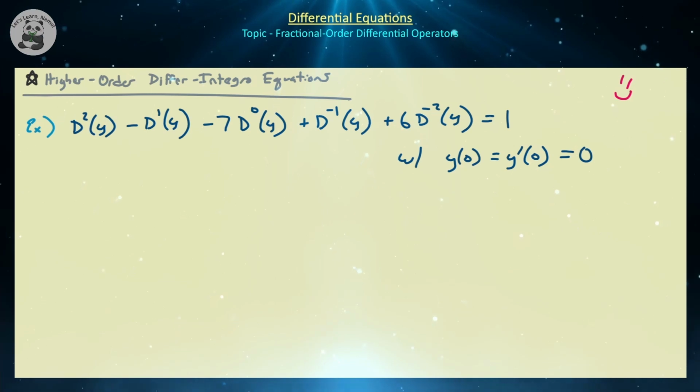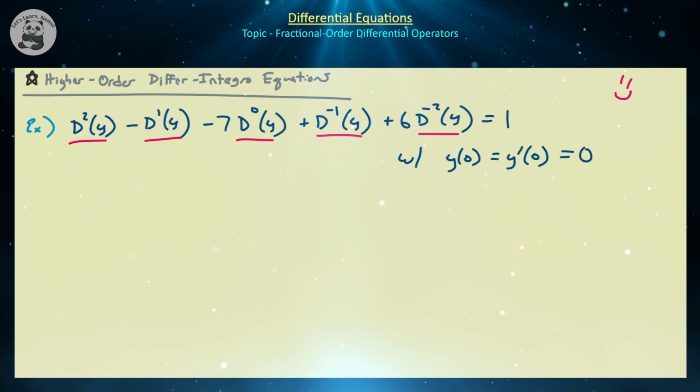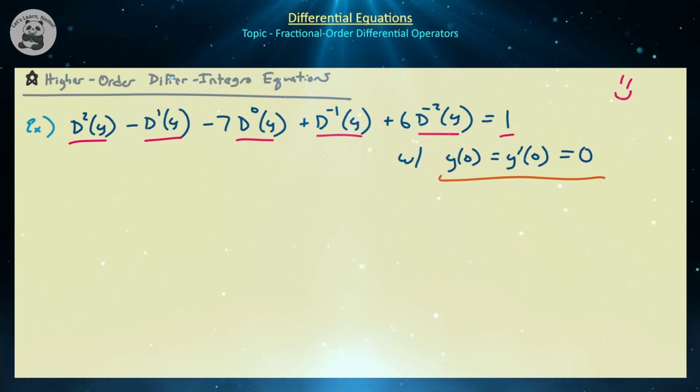What we have here is a second order derivative, a first order derivative, the zeroth order derivative, which can be viewed as the function itself, the inverse derivative, a second inverse derivative, which can be viewed as the first integral and second integral of a function respectively, and over here we have just an inhomogeneous term of 1. And over here we have two initial conditions, y(0) and y prime of 0, which are both needed because we have these non-one-to-one operators, D and D squared.